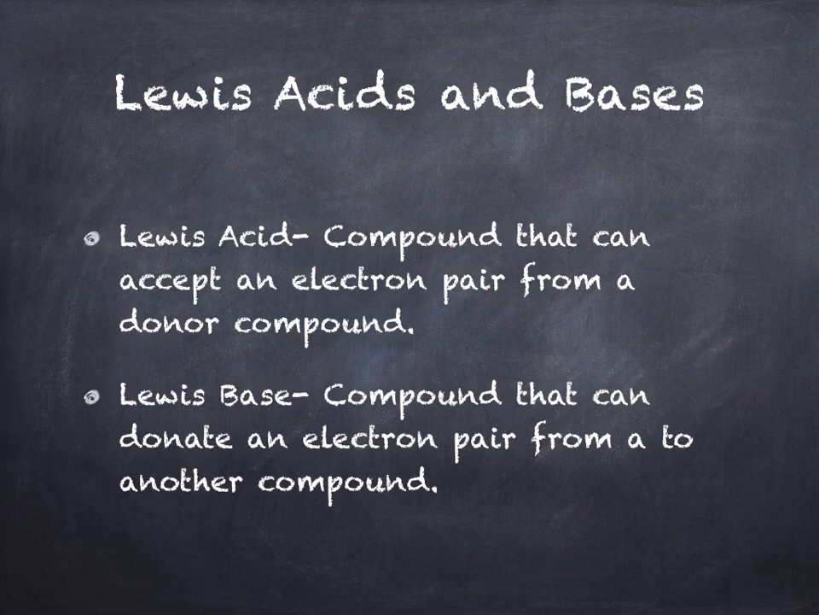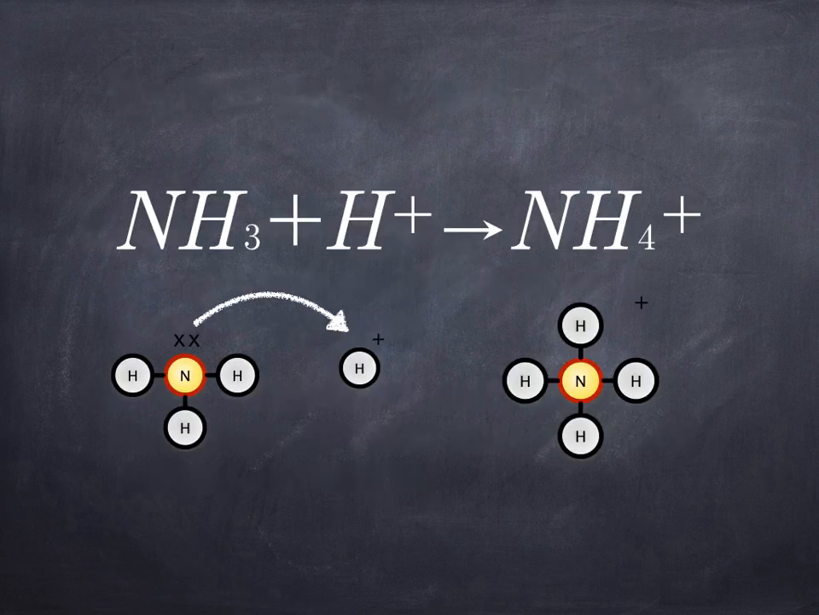Again, here's the definition of Lewis acids and Lewis bases. A Lewis acid is a compound that can accept an electron pair from a donor compound, and a Lewis base is a compound that can donate an electron pair to another compound. So again, look at the one that's doing the donating. That's the NH3. It's donating a pair of electrons to the H plus. The H plus is accepting them. And so when you do that, you get a base and an acid. And this is the definition of a Lewis base and a Lewis acid.